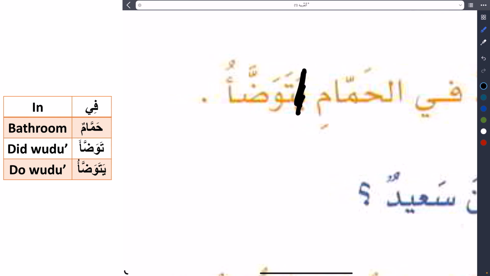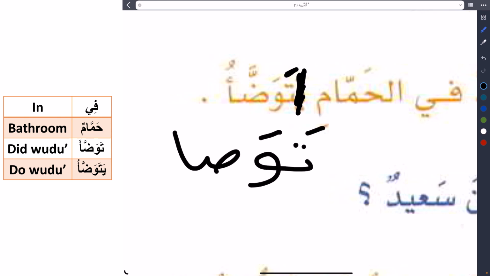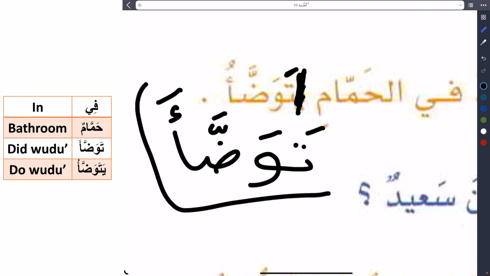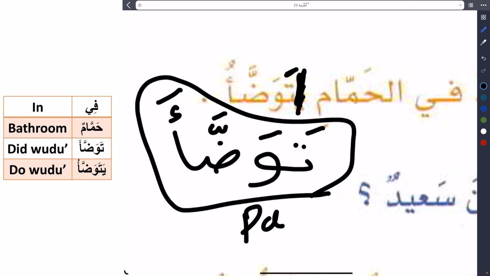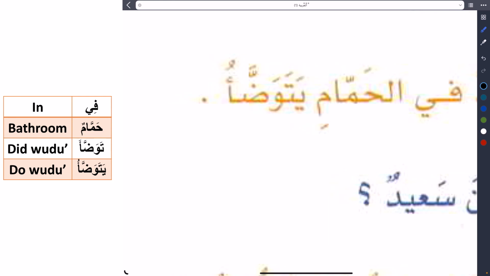Let's form the past. Remove this ya. The next letter starts with fatha. Okay, that's good. We don't need to do any change. Ta, wad, da, a. Put fatha on the last. The past ends with fatha. The present ends with sukun. Don't forget that. So, tawadda'a, this is past. Yatawadda'u, this is present.